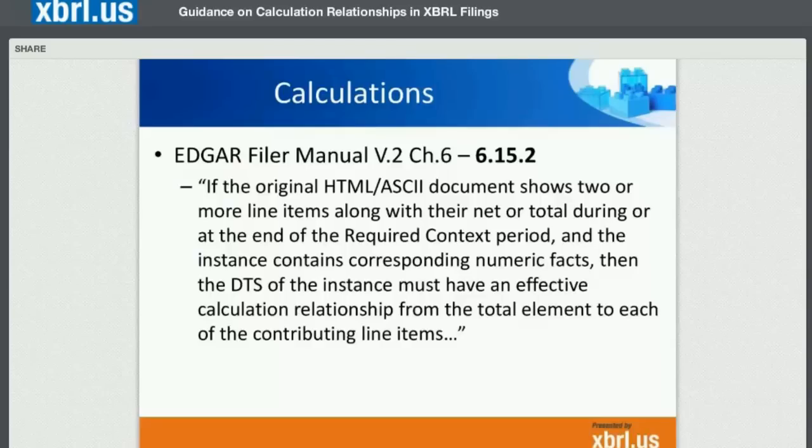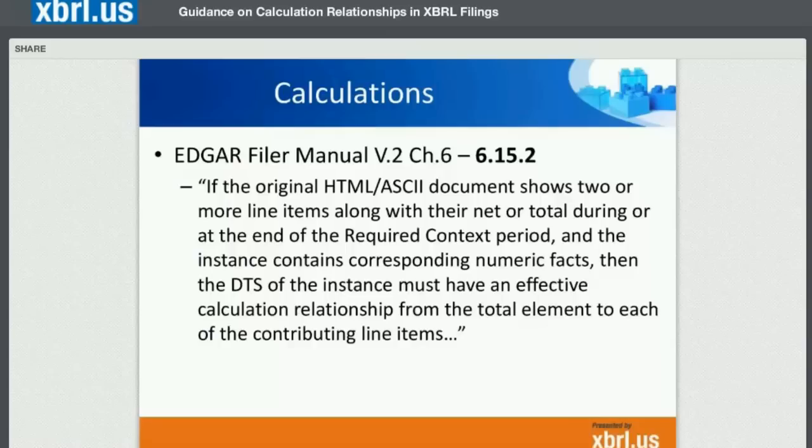So some additional clarifying information around 6.52. Point number 2 of the requirement, which says that they are reported during or at the end of a required context period, seems to be where some questions have been asked. And some of the questions we received are, if only some of the numeric facts exist for a calculation so that it is incomplete, are calculations required for those items that do exist? And the answer to that is yes.